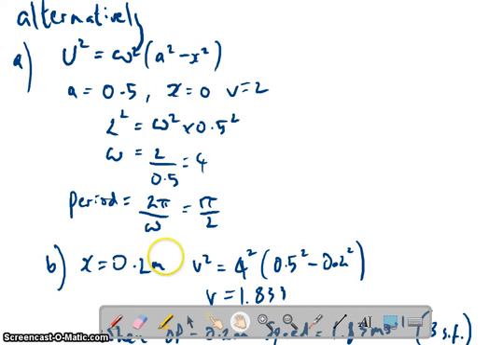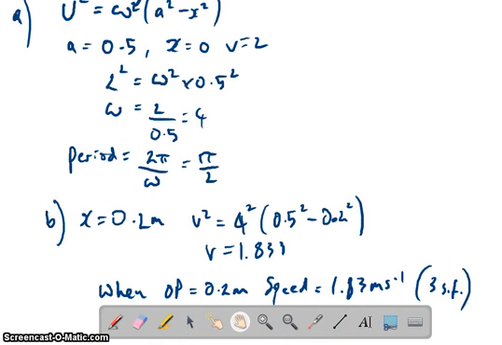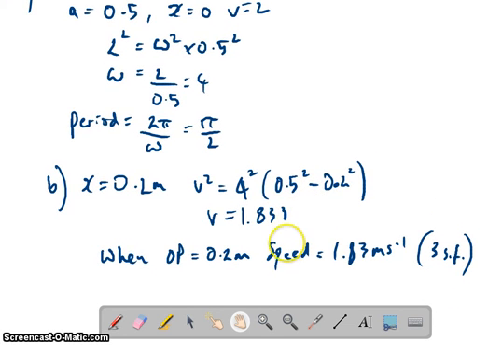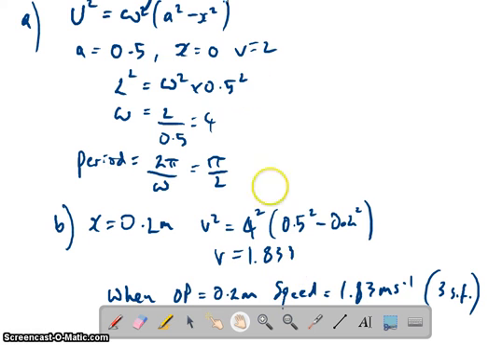You can say x is 0.2 meters and you can find the velocity, so v squared equals omega squared times a squared minus x squared. Because we found omega in the last part, we can just substitute our values in, so we get the velocity is 1.83 meters per second again. So there are two ways of answering the same question, one using one equation, one using the other, with an identical end result. And you can see the second way is probably considerably easier and shorter.